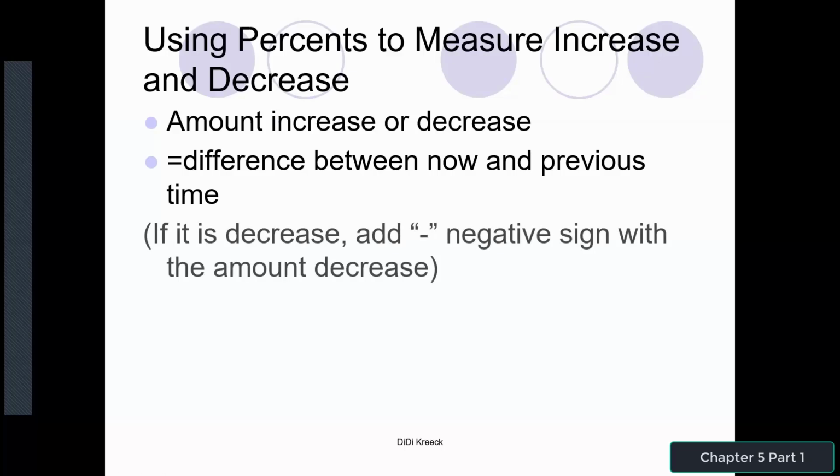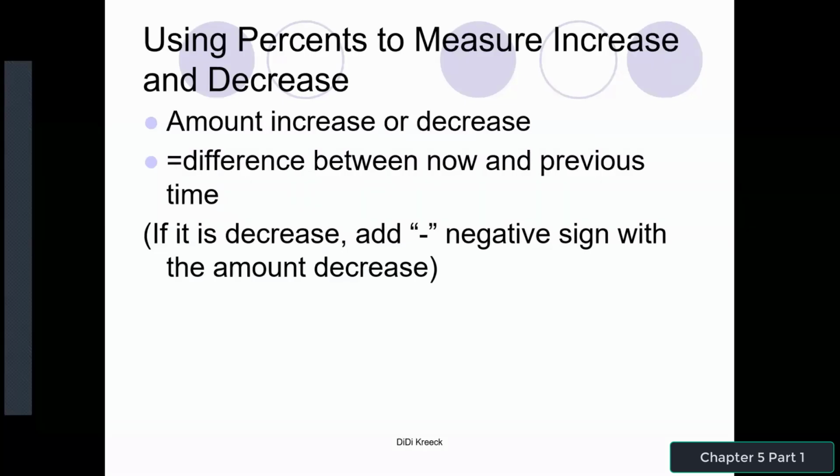Okay, and so you normally use the amount for the current time or the newest time, and then minus the previous sales to get the amount increase or decrease.